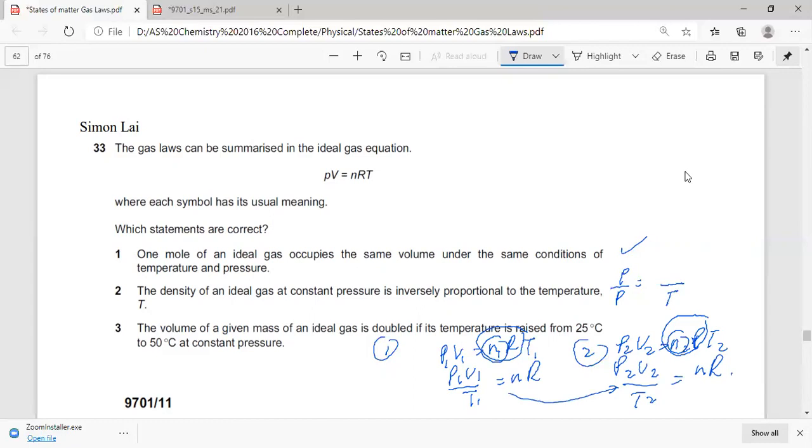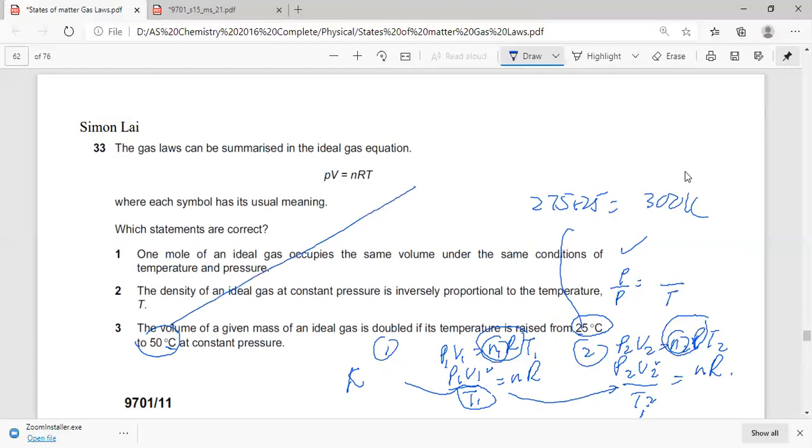That means the volume of a given mass is doubled when this is doubled. Correct or not? Wrong! Even though the temperature number is doubled, the temperature here is not in centigrade, it's in Kelvin. This one is 273 plus 25, which is 298, about 300 Kelvin. This is 273 plus 50. It's not double, so the volume is not double. It's wrong, so be careful with centigrade and Kelvin.